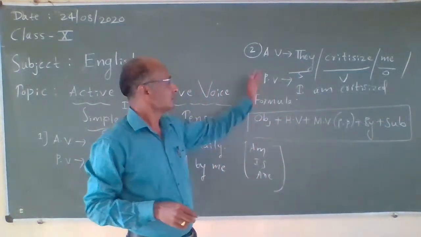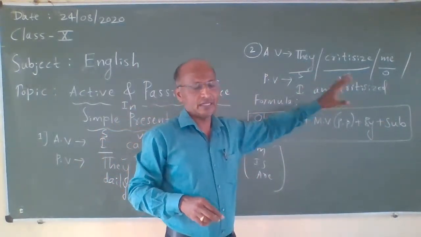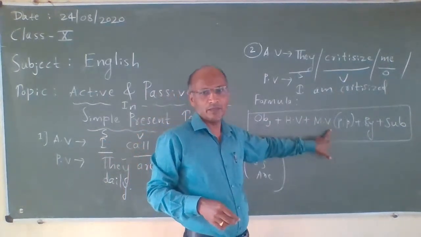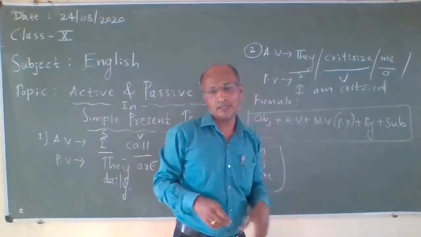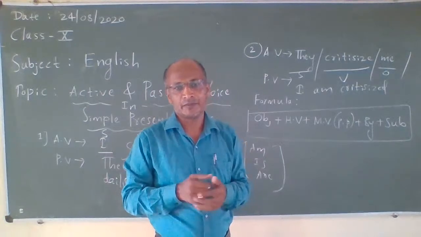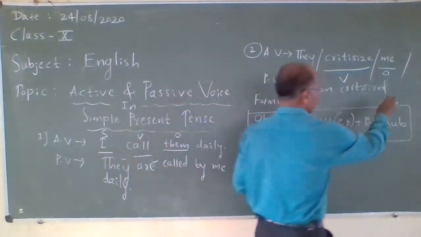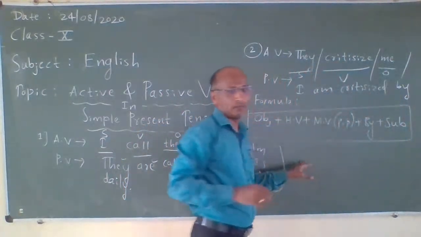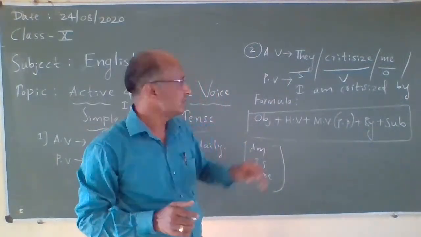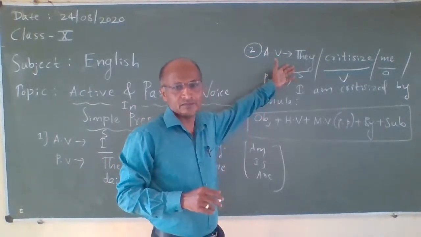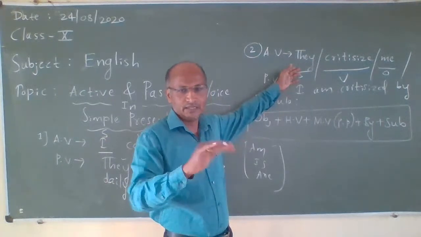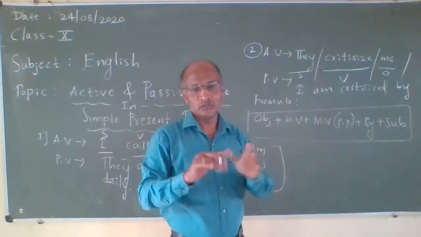Criticized. I am criticized. See, the object is over, the helping verb is over, the main verb maybe is over, and then by. After the past participle, we should take the preposition by. After by, what is the last one? The subject. Which is the subject in this sentence? They. They is the subject. While changing it to the passive, they changed to them.